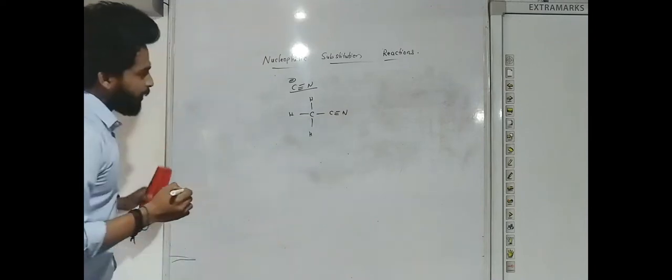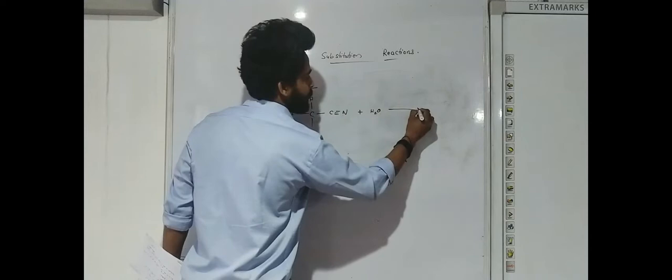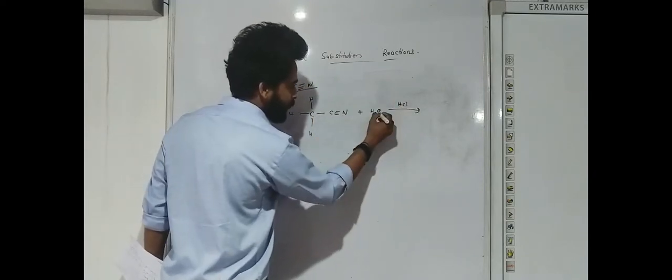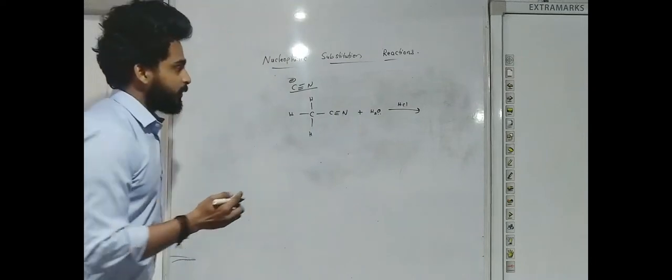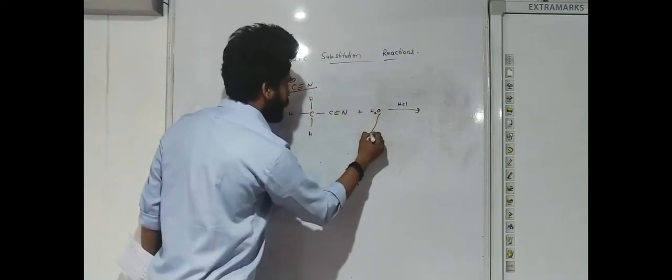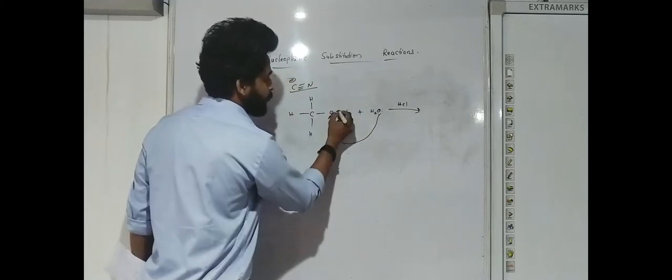So this is a partial hydrolysis. That means we are using only one molecule of H2O in the presence of HCl. So what will happen is that, as we already discussed, the oxygen of H2O is acting as a lone pair, acting as a nucleophile. So this will come and attack here. So this bond will break.